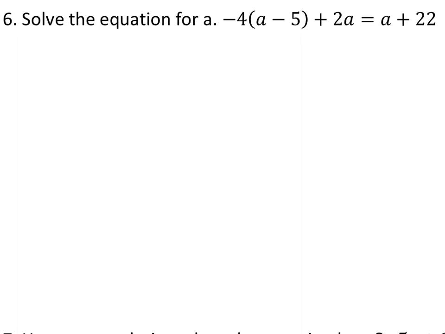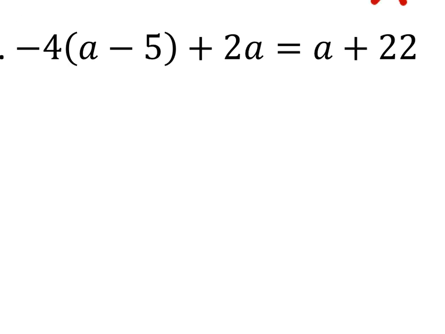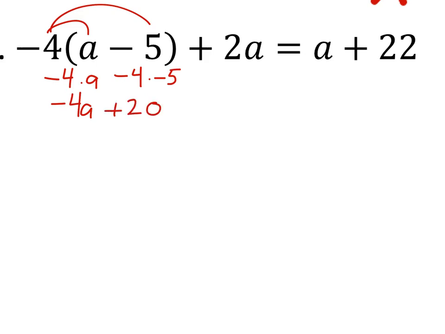First thing I'm going to do on this one is to distribute that negative 4. So this would give us negative 4 sets of A, which would be negative 4 A's. And then I've got negative 4 sets of negative 5, which combine to be a positive 20 right there. So I've got negative 4A plus 20 plus these 2A's equals on the other side A plus 22. There was nothing I could simplify on the right side of the equal sign because there are no like terms.